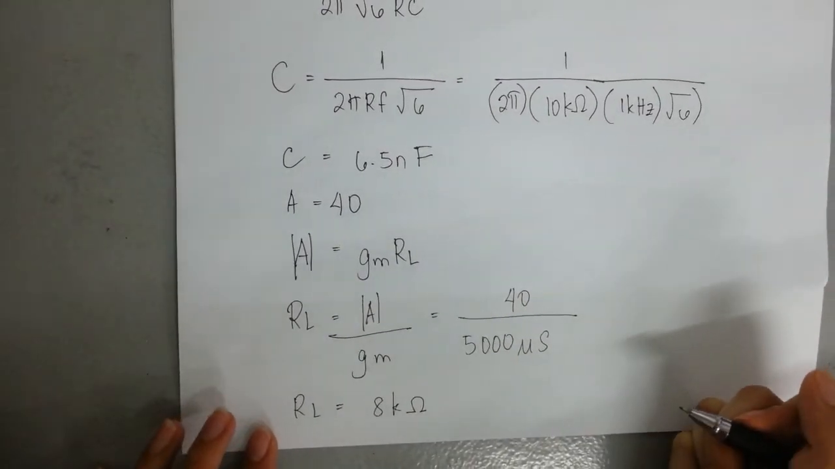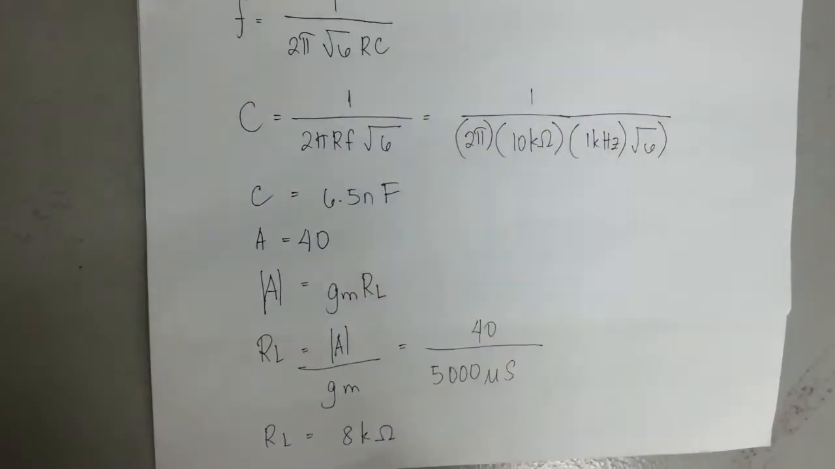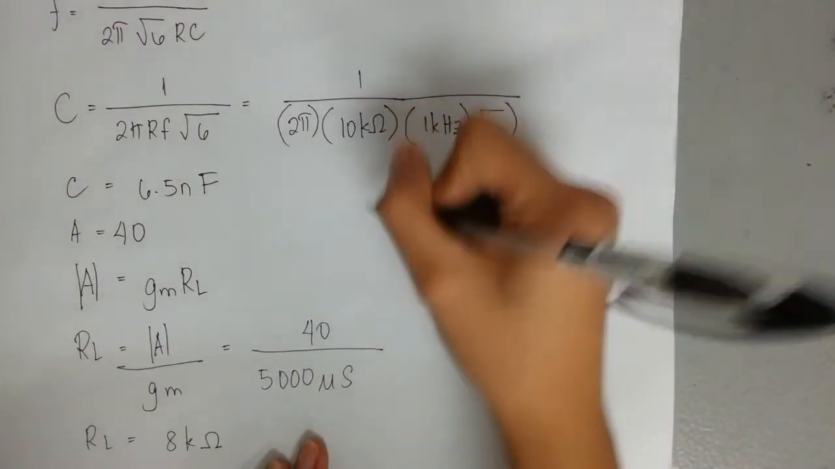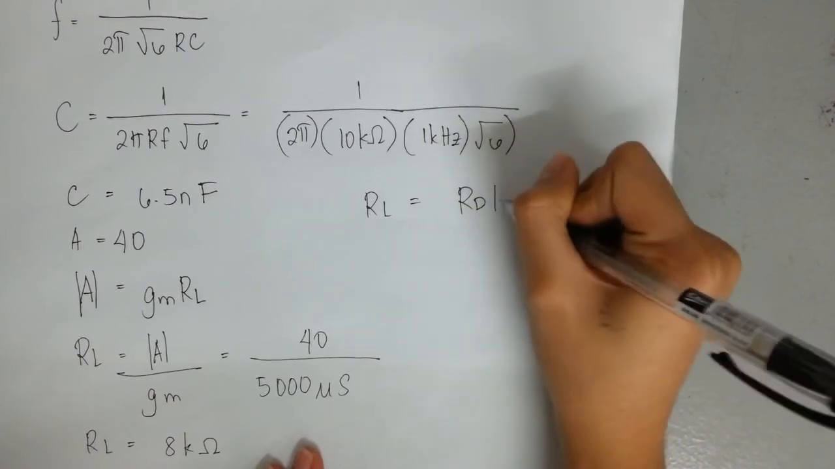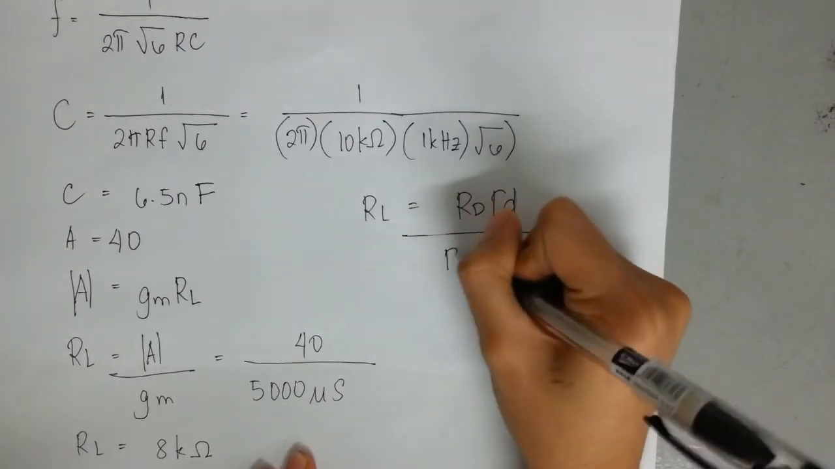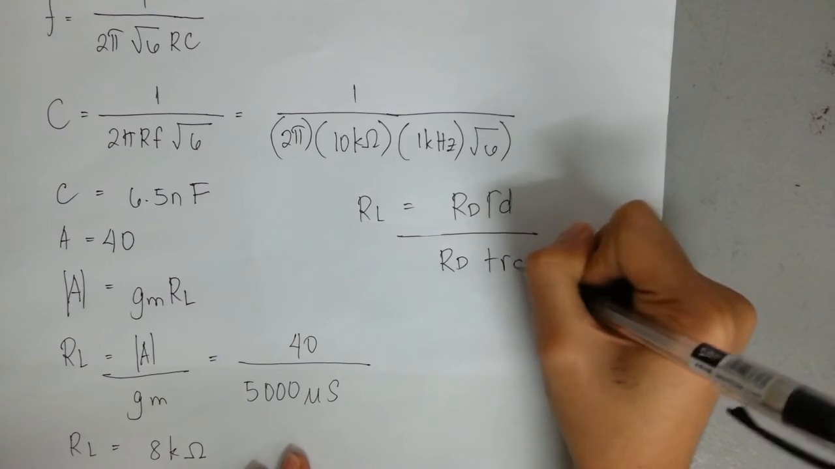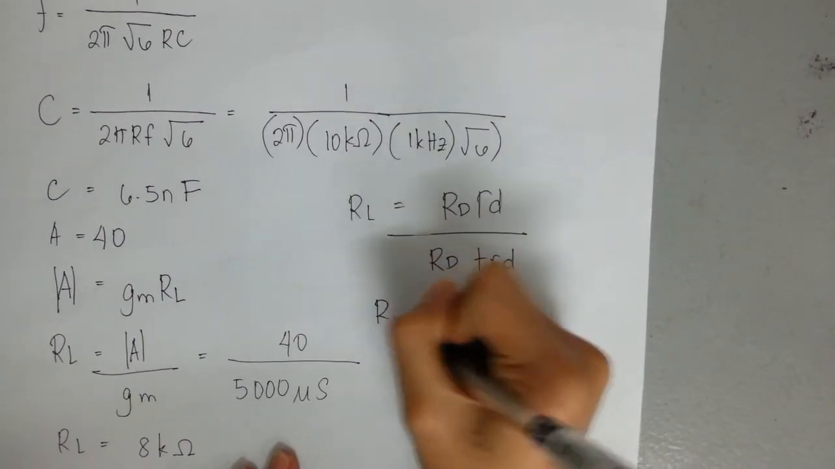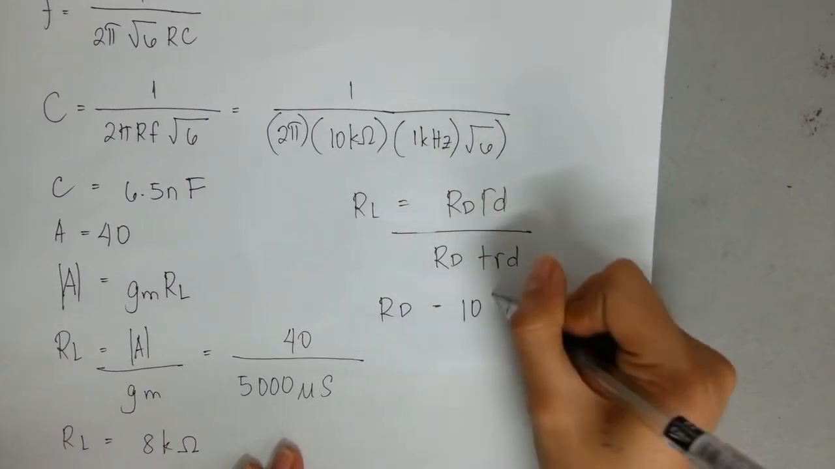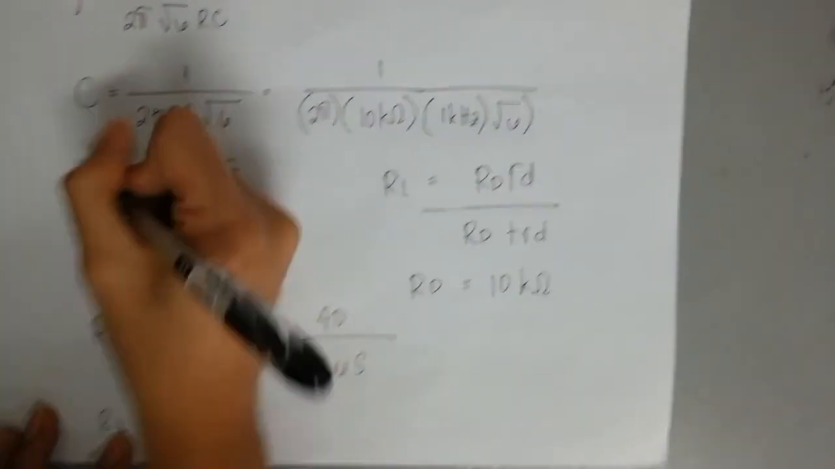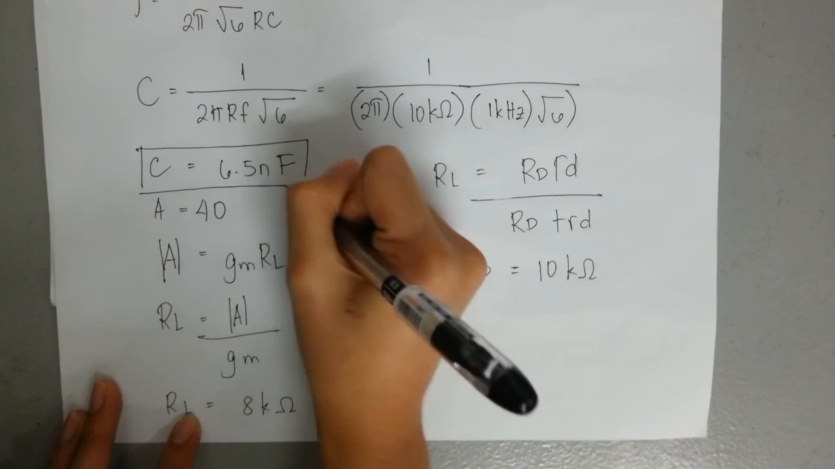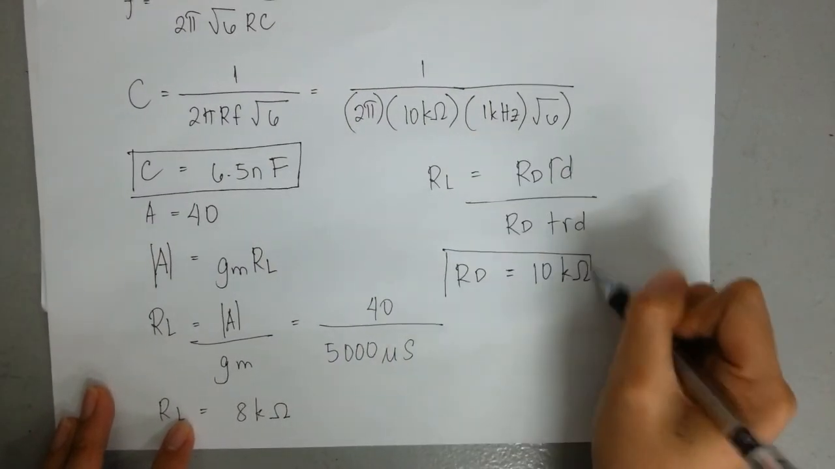Now we solve for RD. Using the equation RL equals RD parallel to rd, we will get the value of RD, which will give us 10 kilohms. Now, with this equation, we got the value of the capacitance and the load across RD.